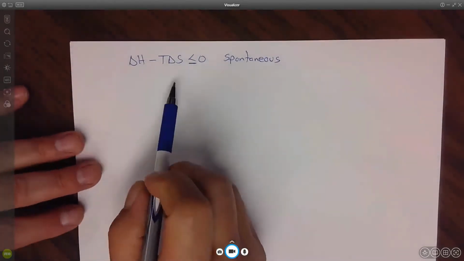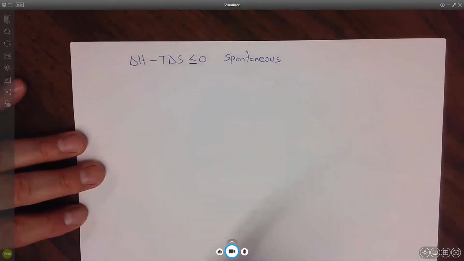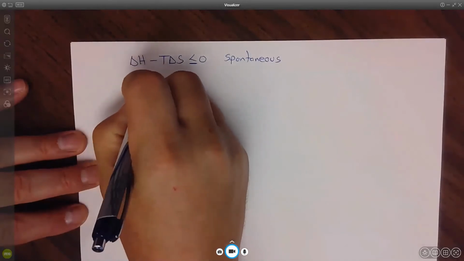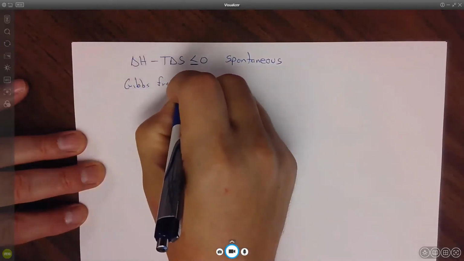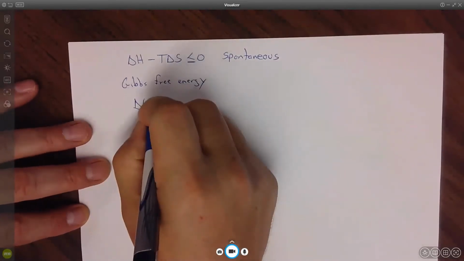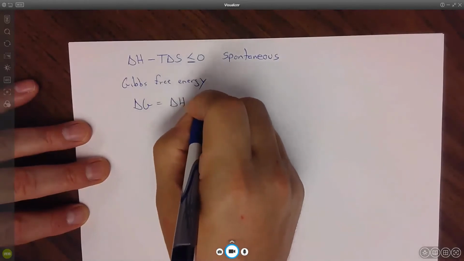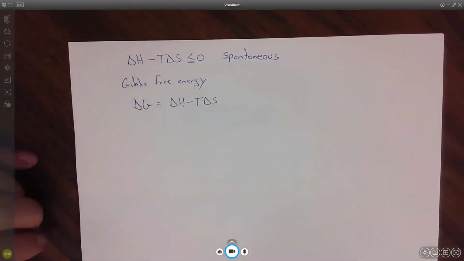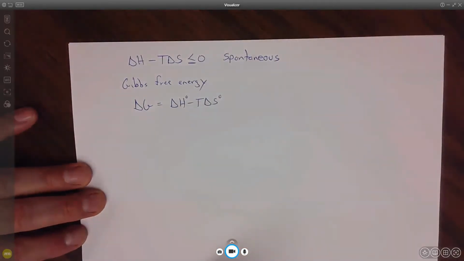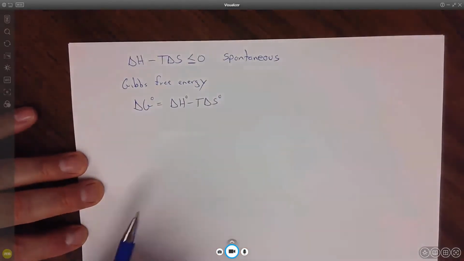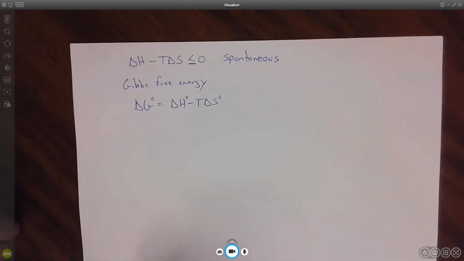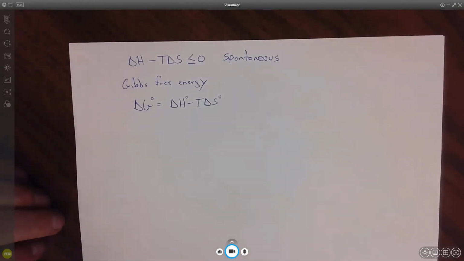But we then gave this term a new thermodynamic value, and we called that the Gibbs free energy, which I will often just call free energy. So we said that del G is equal to del H minus T del S. And if we're measuring these at standard state, that means the free energy must also be at standard state. So 25 degrees Celsius, 1 atmosphere, 1 molar if we're talking about solutions.